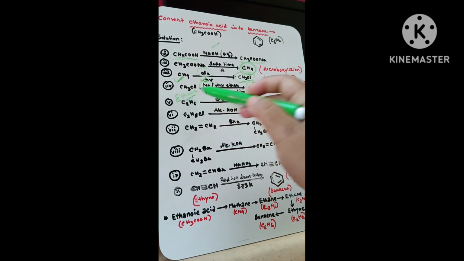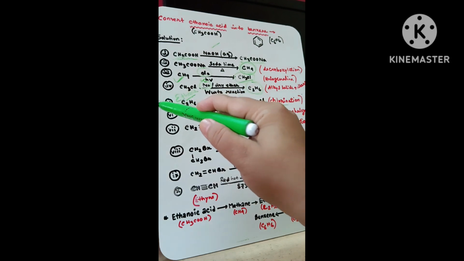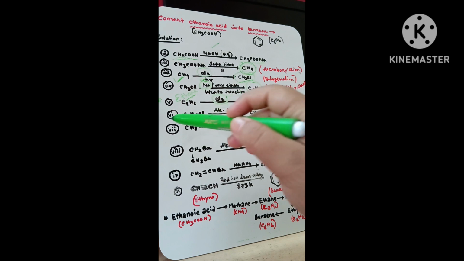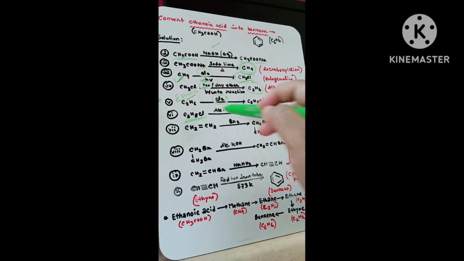is reacting with chlorine and producing C2H5Cl. This process is known as chlorination. Chlorination is an important reaction in this process. Now this C2H5Cl is reacting with alcoholic KOH, alcoholic potassium hydroxide, and producing C2H4, ethene.